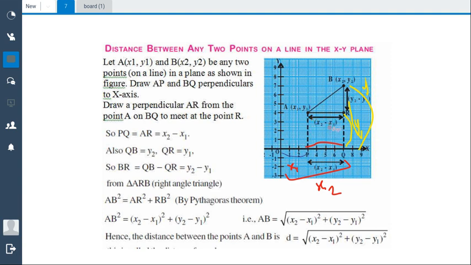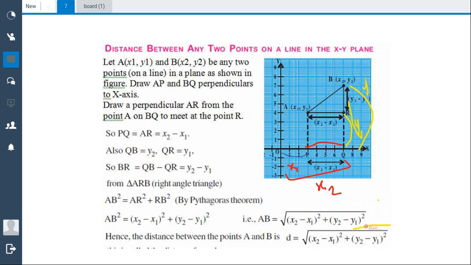Here the side is x2 minus x1. The next side is y2 minus y1. So AB square is equal to AR, which is x2 minus x1 whole square, plus RB, which is y2 minus y1 whole square. Square comes to the other side, it becomes a root. So from that, AB is equal to square root of x2 minus x1 whole square plus y2 minus y1 whole square.